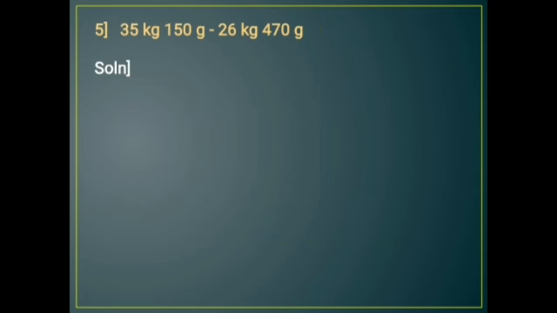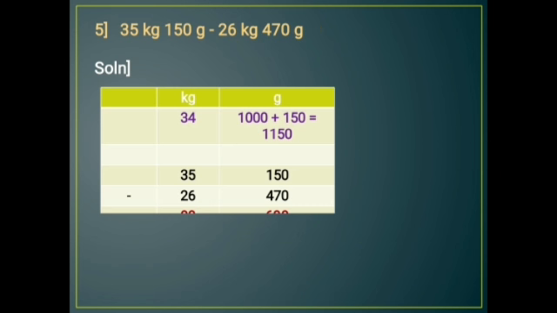Next, question number 5. 35 kg 150 gram minus 26 kg 470 gram. So 150 minus 470 we cannot do. Again we will borrow from kg, that is 35 becomes 34. So 1 kg is equal to 1000 grams. 1000 plus 150 is equal to 1150. So 1150 minus 470 becomes what?